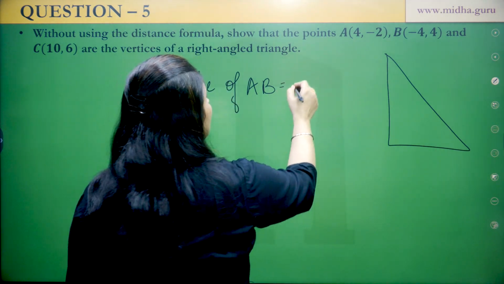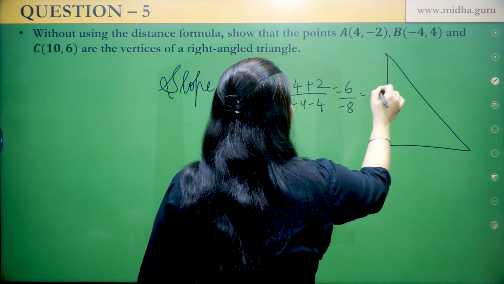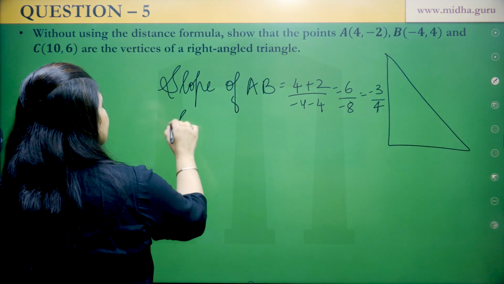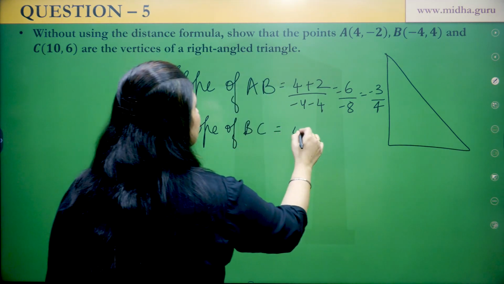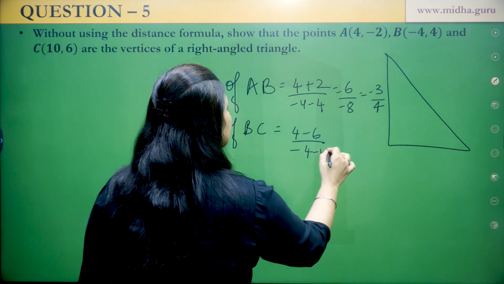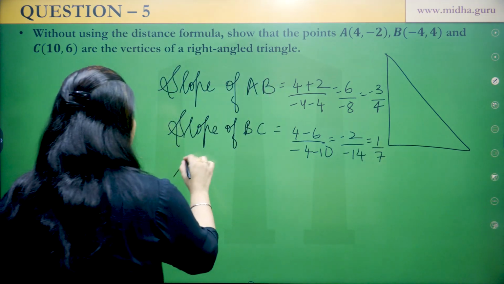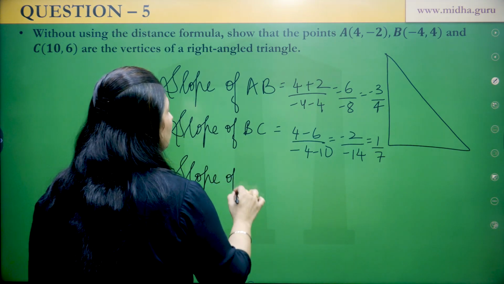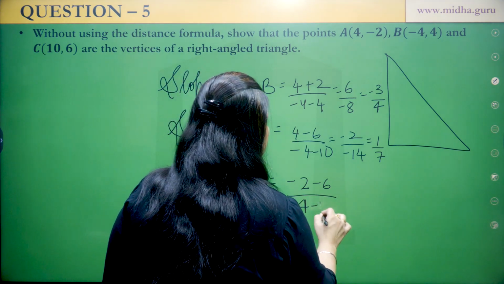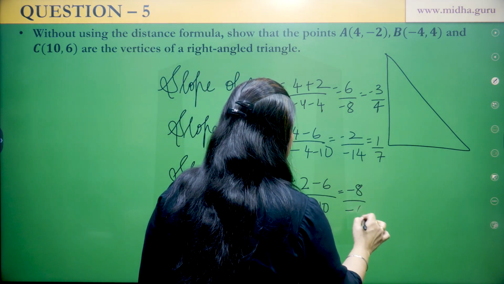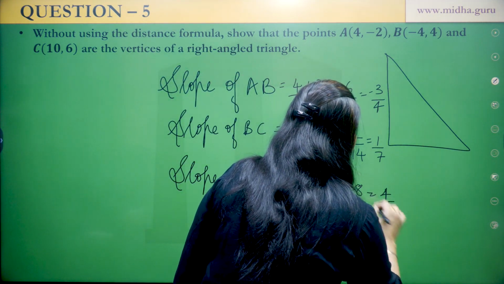What will be the slope of AB? It will be 4 plus 2 by minus 4 minus 4, which is 6 by minus 8, which is minus 3 by 4. Next, we'll find the slope of BC. Again, y2 minus y1 by x2 minus x1, which will be 4 minus 6 by minus 4 minus 10, minus 2 by minus 14, which is 1 by 7. Next is the slope of AC: minus 2 minus 6 by 4 minus 10, which is minus 8 by minus 6, which is 4 by 3.